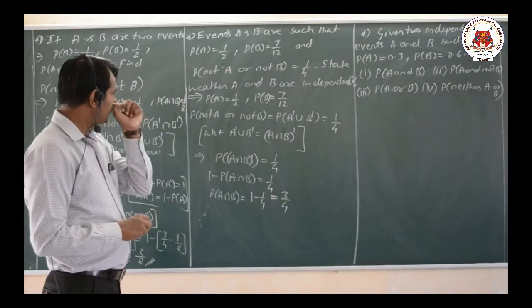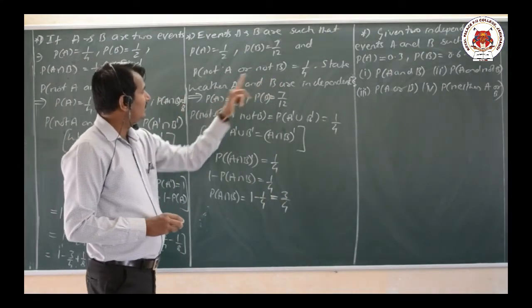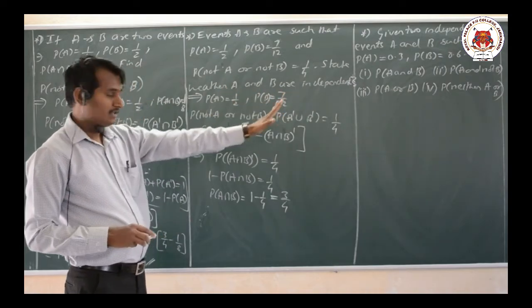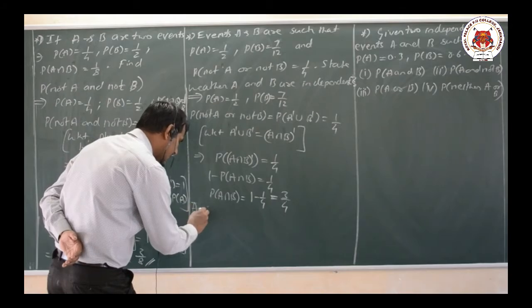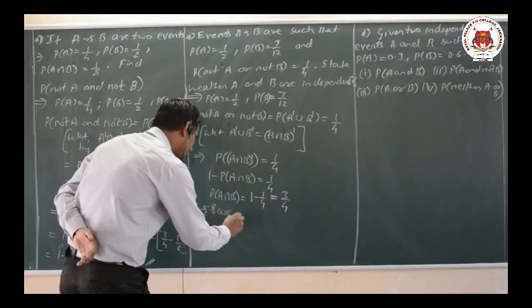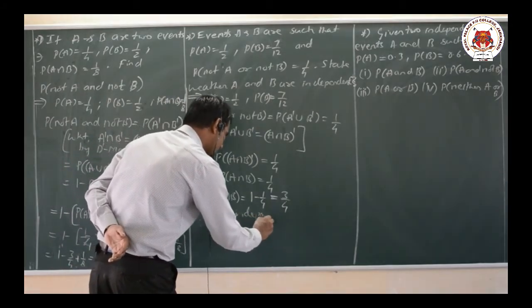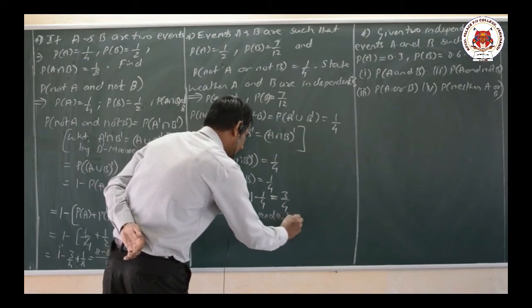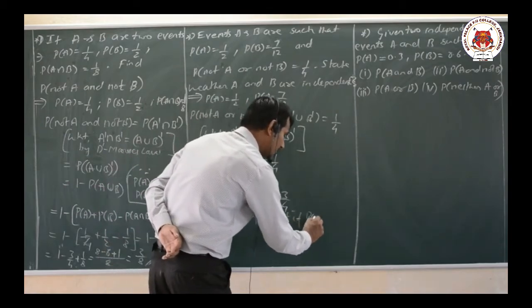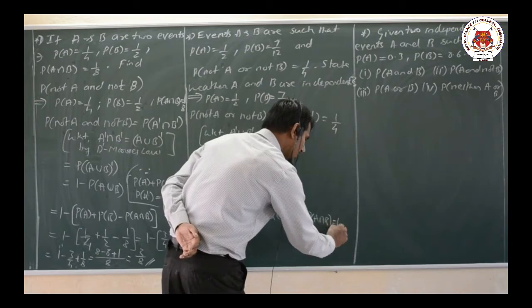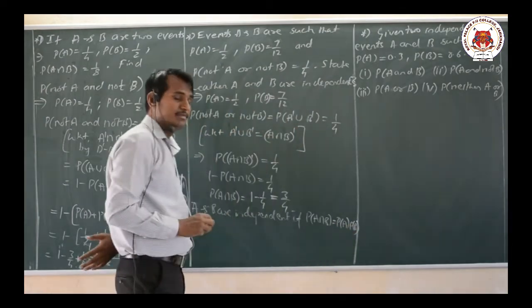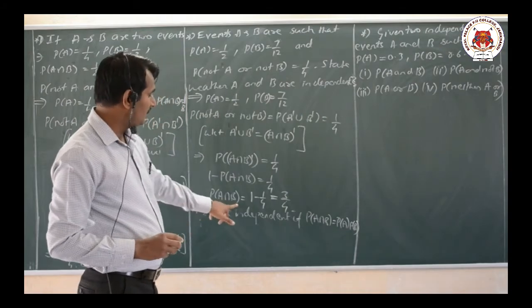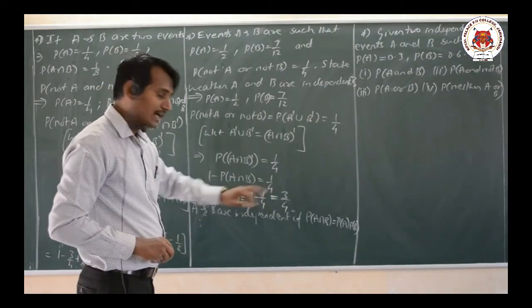Now, dear students, what is the next question? State whether A and B are independent. To show that A and B are independent, A and B are independent if P of A intersection B equals P of A into P of B. Now we already got P of A intersection B, the value is 3 by 4.